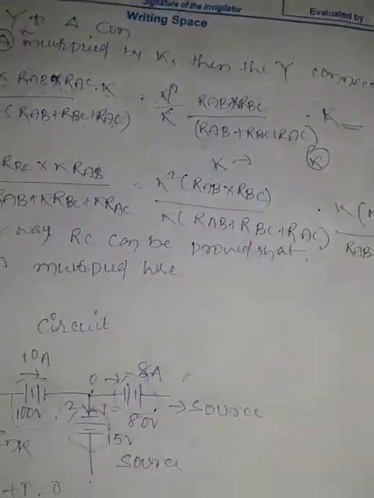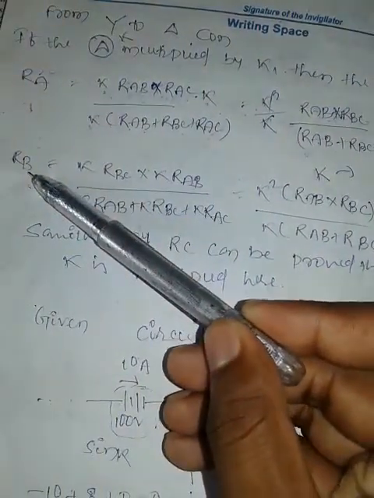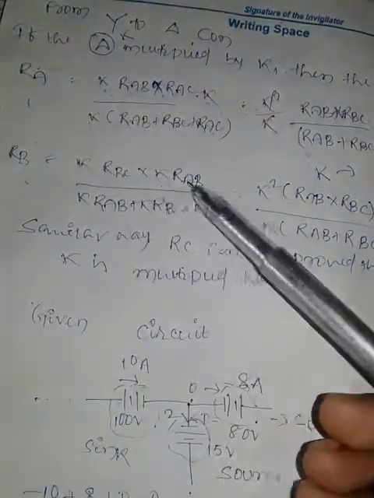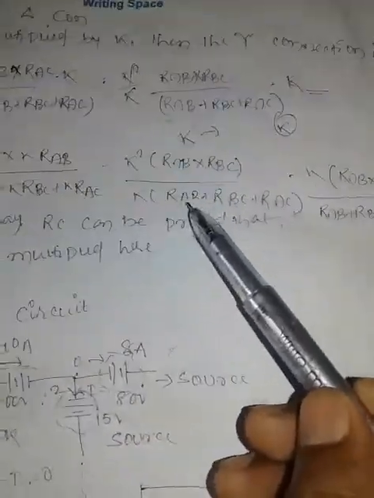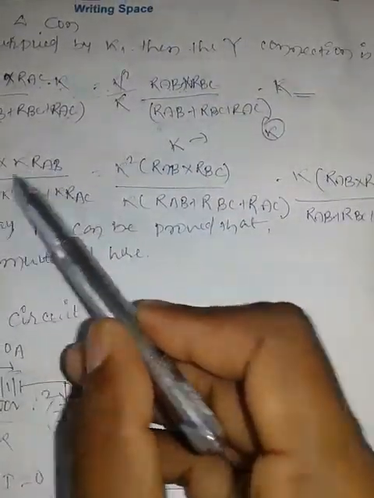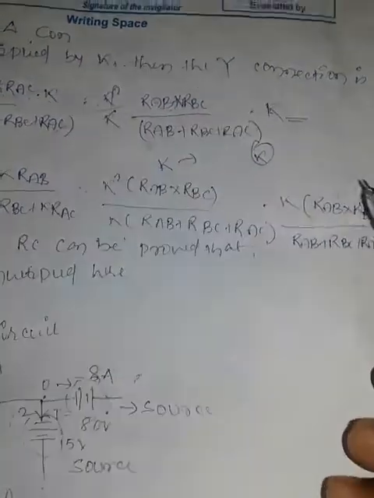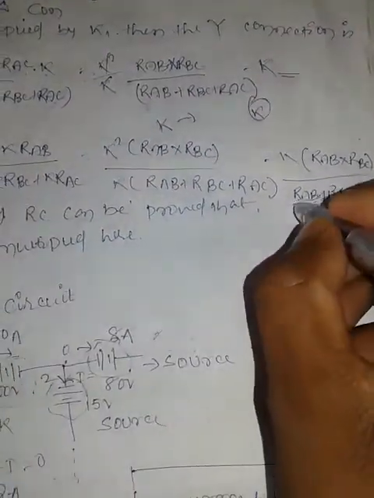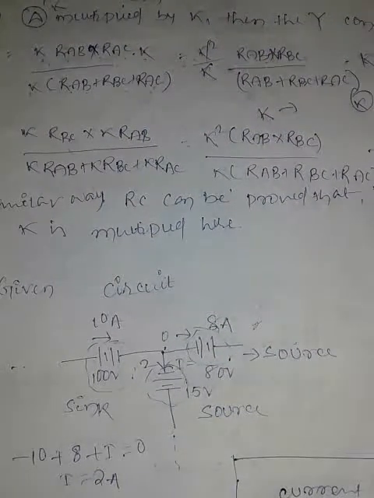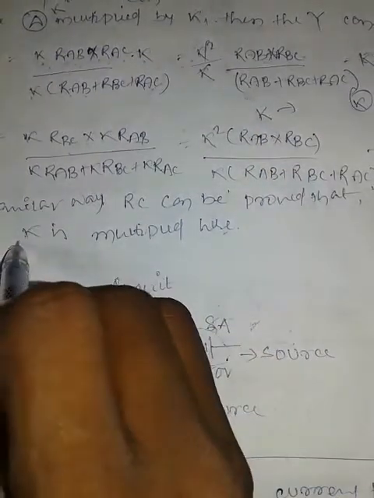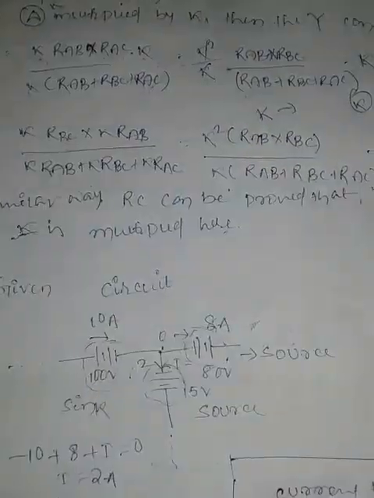Similarly we can find out for the RB also. So K into RBC plus K into RAB, by everywhere K is multiplied. So taking K into K square, this is K square and this is K, so we are getting K here. So we can conclude that when we multiply a K in delta connection, in star also we get the same K value.